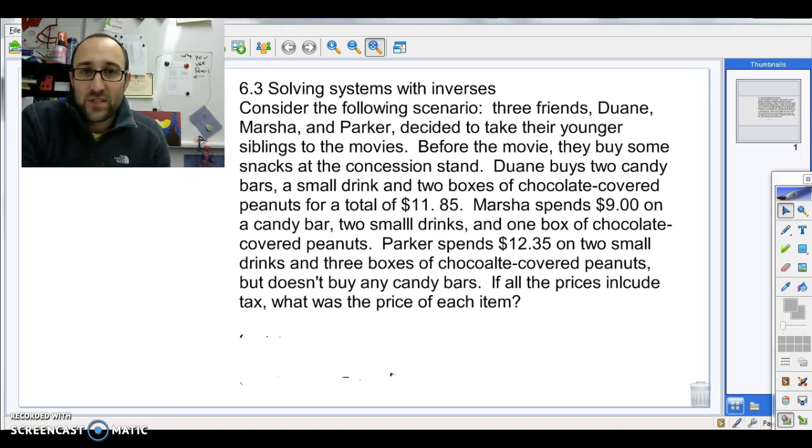Hey everyone, welcome. This is 6.3. It is called Solving Systems with Inverses. Alright, so what we're going to do is consider the following scenario.